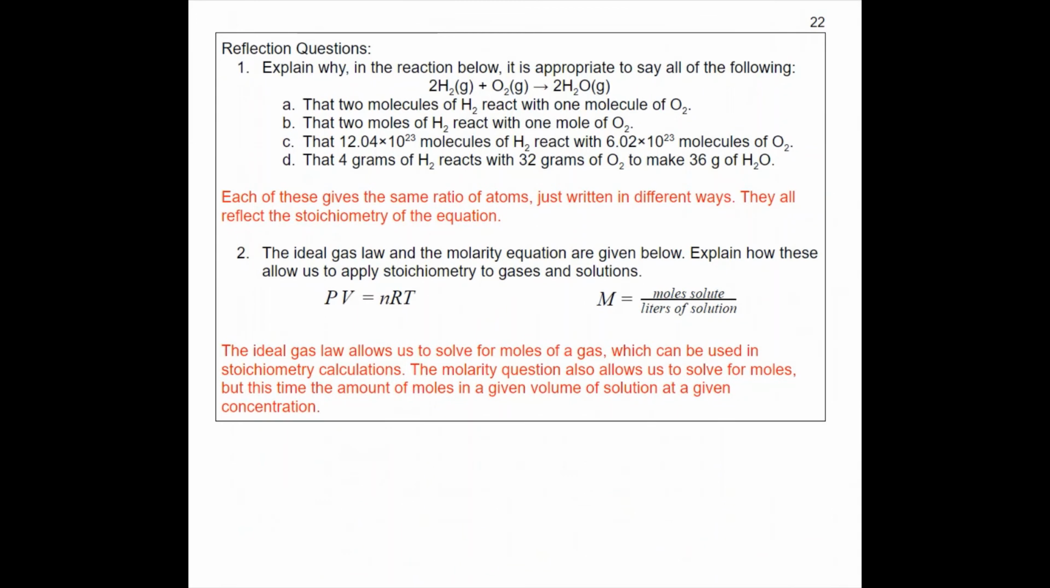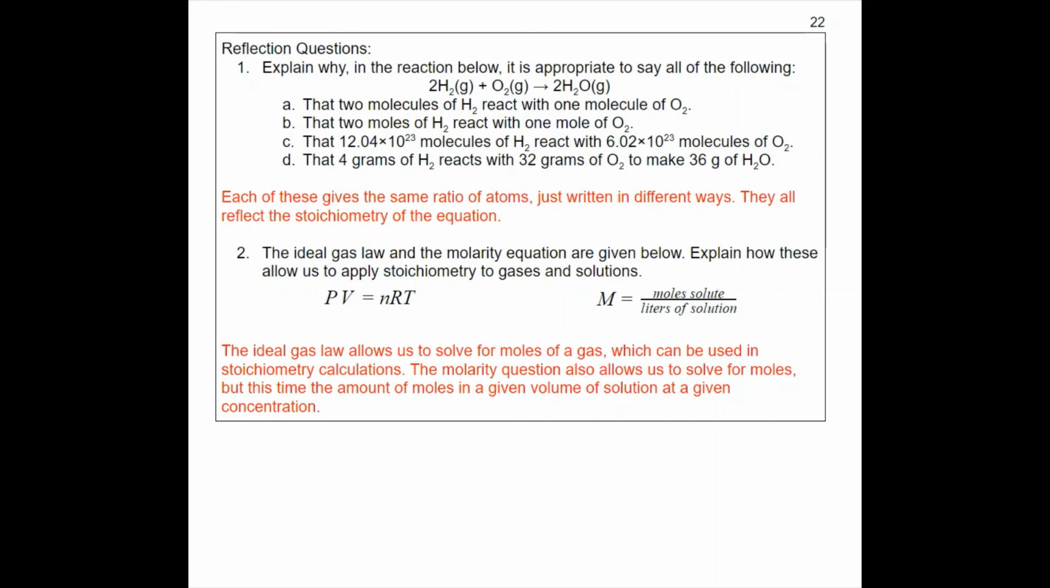So why in this reaction below is it appropriate to say all these different things? So each of those is giving me the same ratio of atoms, just written with different units. They all reflect the stoichiometry of the equation.